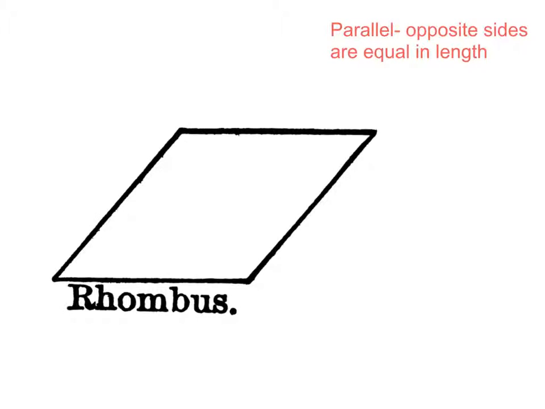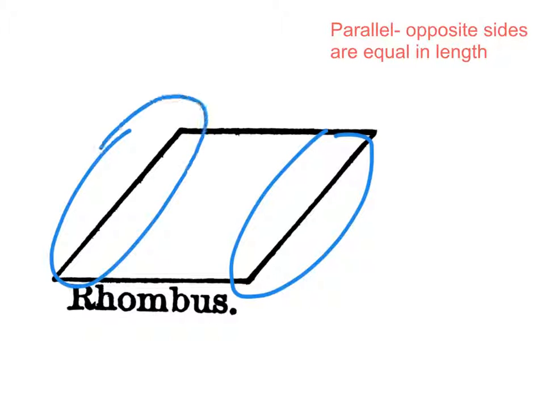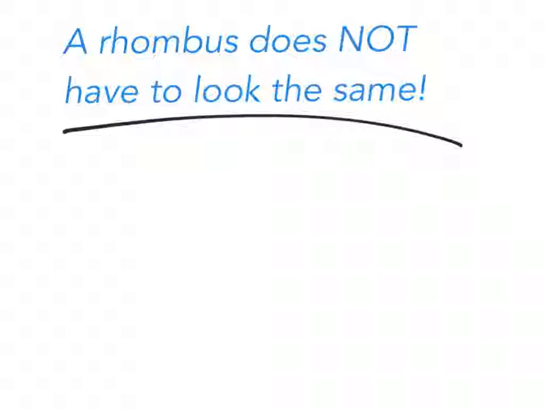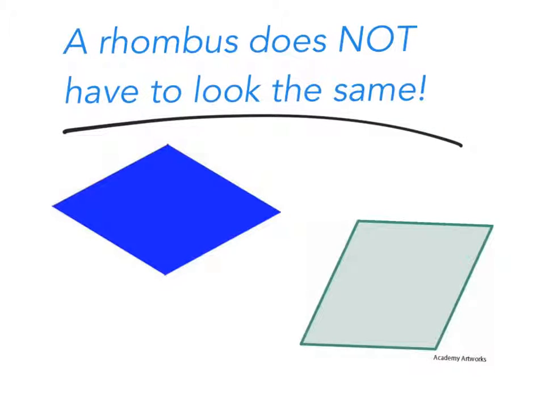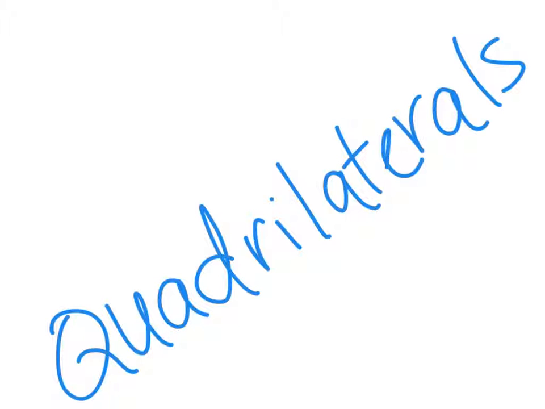Rhombus's sides are parallel to one another. That means they are exactly the same length as the side opposite of them. As you can see, these two sides are of the same length. A rhombus does not have to look the same. As long as it's a flat shape with 4 equal sides, it qualifies as a rhombus.